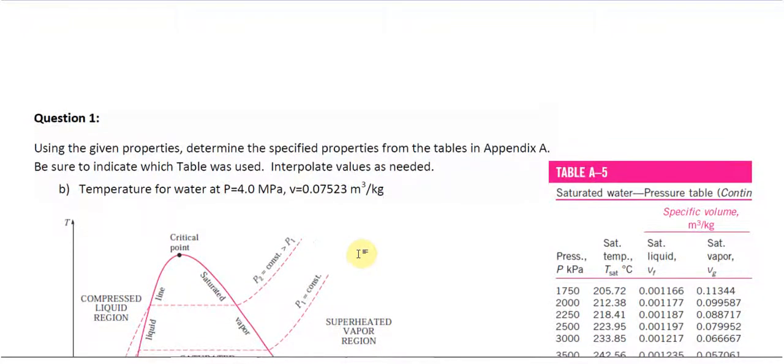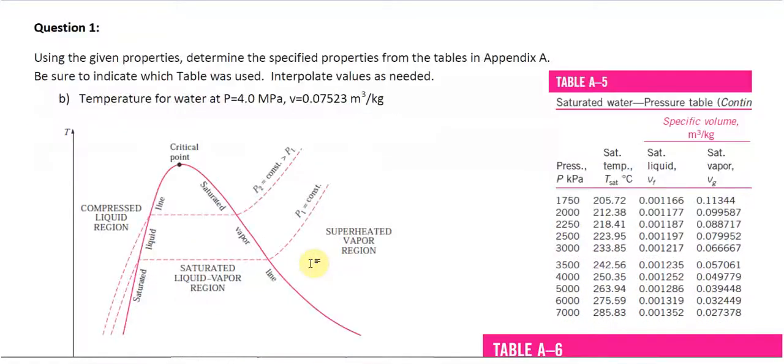The second part of the question is at a different state. The temperature of water is to be obtained when the pressure is given. So we know that the pressure is 4 megapascal, and we know that the specific volume is 0.07523 meter cubed per kilogram.